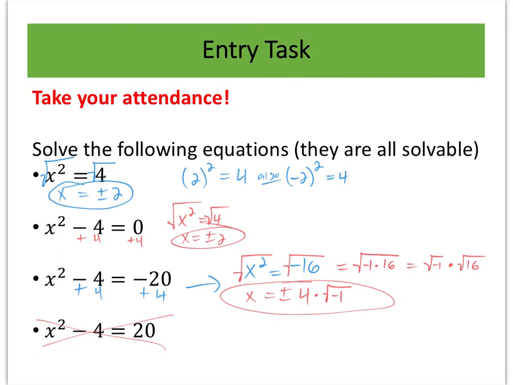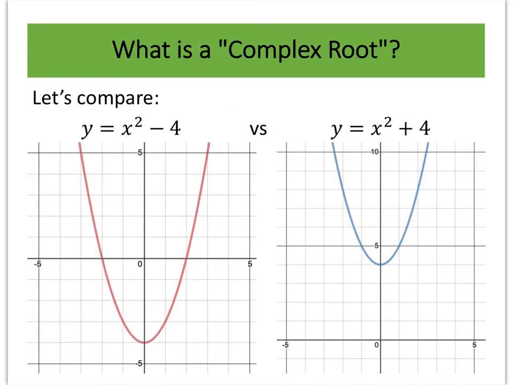But this is one of those core ideas, that I can take a number and split it up and then rewrite it by simplifying the part that I can and leaving the part that I can't. I hope that makes a lot of sense. Something I want to think about is when we're comparing graphs. If I were to graph this function, x squared minus 4, I'd get this graph.